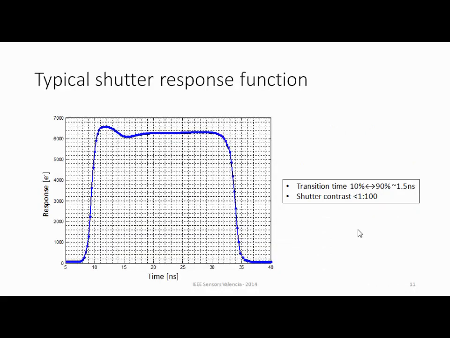And this is a typical measured shutter response. You can see that the rise time from 10% to 90% is very quick, on the order of 1.5 nanoseconds, and the fall time as well. And the shutter contrast is about, or better than, 1 to 100, and this is unprecedented in the time of flight, or at least in the indirect time of flight imaging world. Usually the contrast or the parasitic light sensitivity is an order of magnitude worse than that, so it has a lot of advantages in ambient light scenarios.